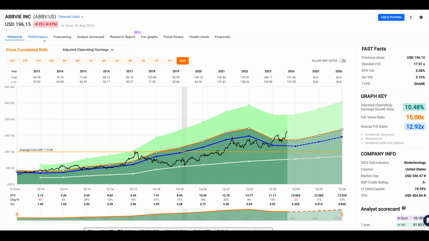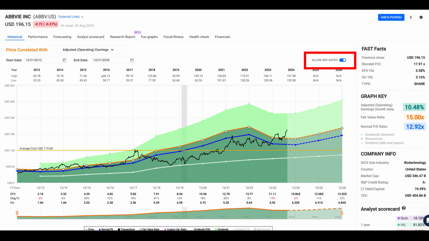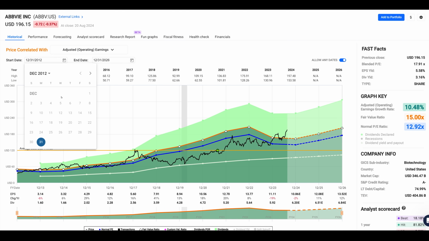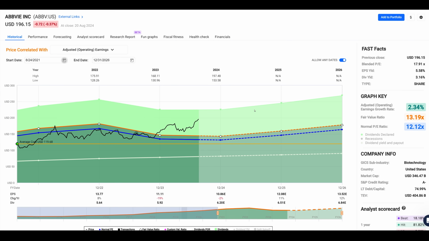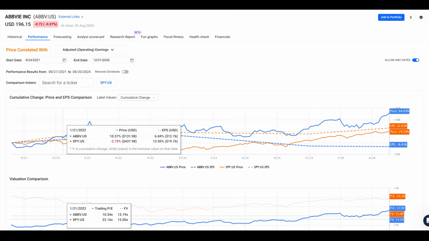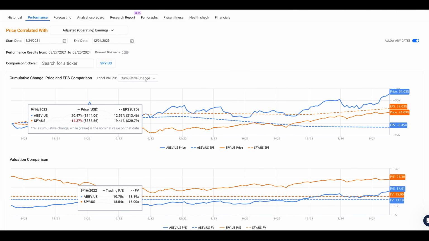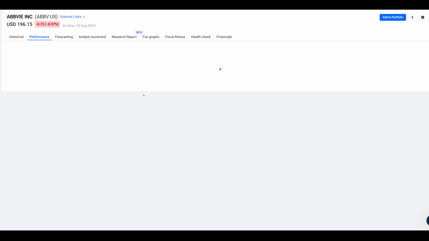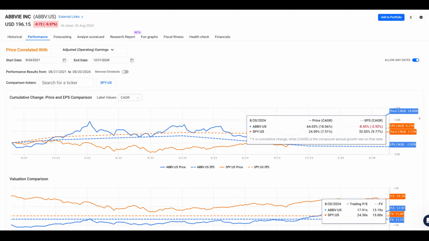So again, if I go into my Allow Any Dates button, and I'm going to do this just a couple of times so you guys get the picture, and go in here and look for 2021, and then August of 2021, and August 24th. Now I'm measuring the performance, and I'm also going to be able to compare it to the S&P 500. And once again, you see the cumulative change, but I like the compound annual growth rate, so I changed that. And what you see here is AbbVie averaged 18.06%, where the S&P, again, averaged 7.51%.